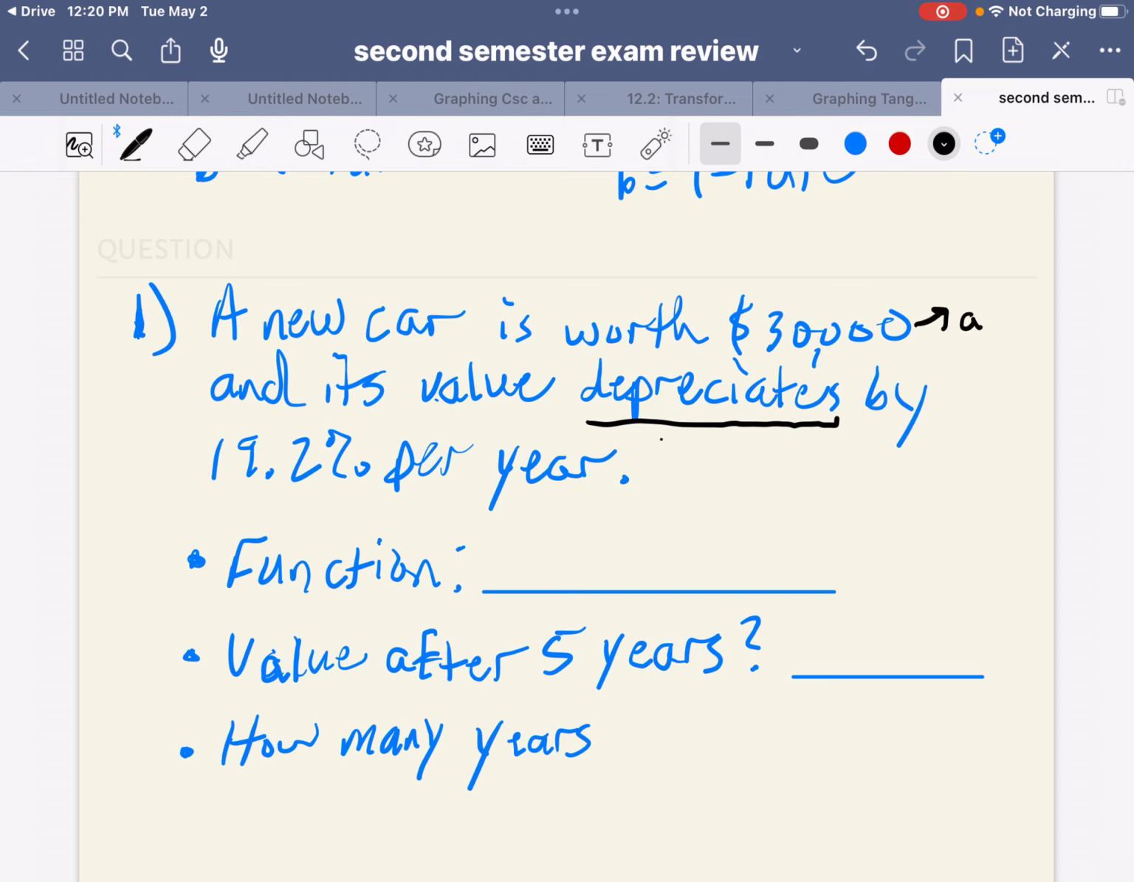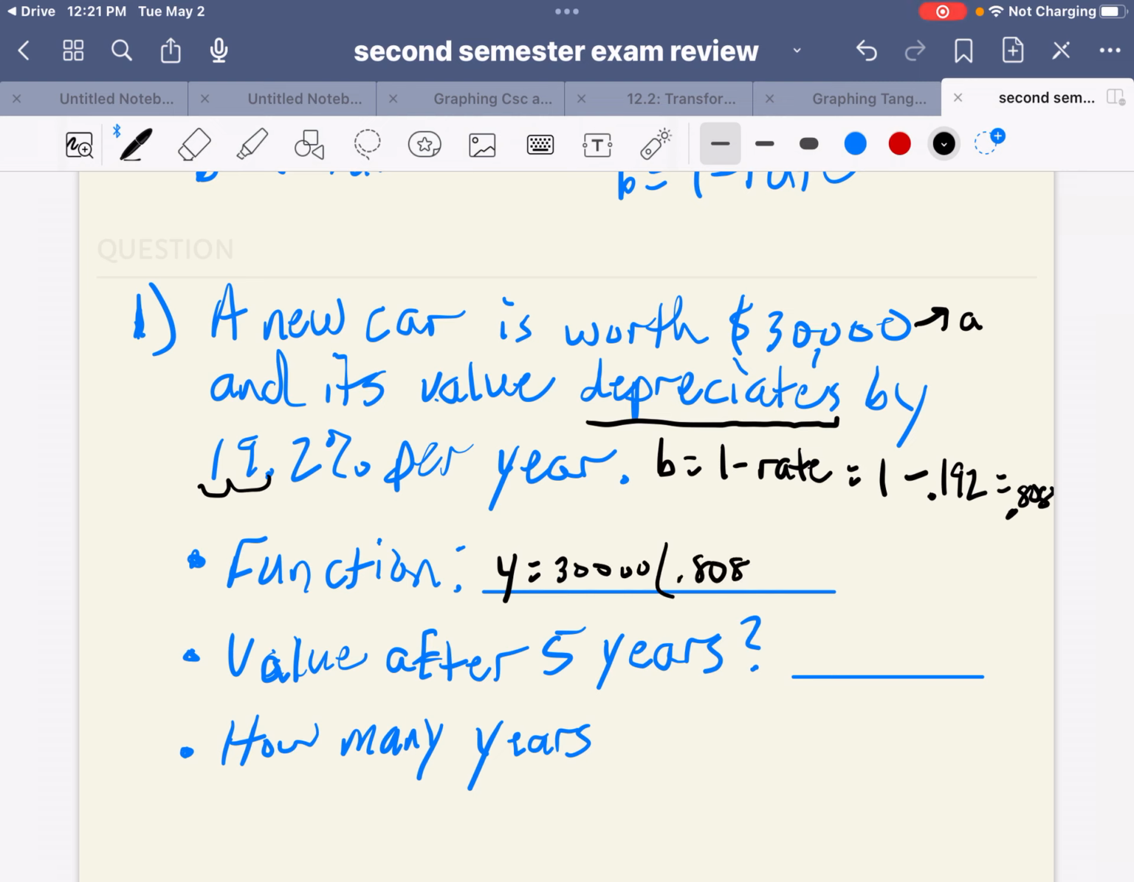And then since this is decay, b is equal to 1 minus the rate of decay. So that's 1 minus, well, the decimal version of 19.2% is 0.192. So if I grab a calculator, 1 minus 0.192 is 0.808. So my function is y equals 30,000 times 0.808 to the xth power.